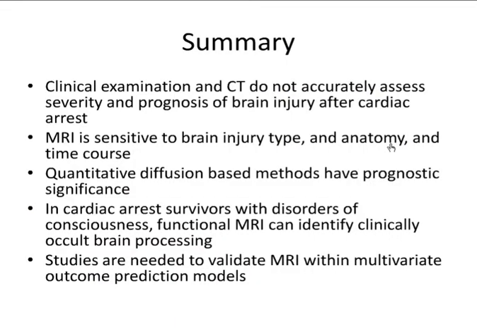So to summarize, and I hope I'm within the time, the clinical examination and CT scan unfortunately do not accurately assess severity and prognosis of brain injury after cardiac arrest. We know that MRI is sensitive to the type of injury, to the anatomy, to the time course. Quantitative diffusion-based methods have prognostic significance. I think in cardiac arrest survivors with disorders of consciousness, we're going to see more and more studies using functional MRI, and I'm hoping that this methodology is going to finally enter into the clinic in terms of assessing brain function and also making predictions about outcome.